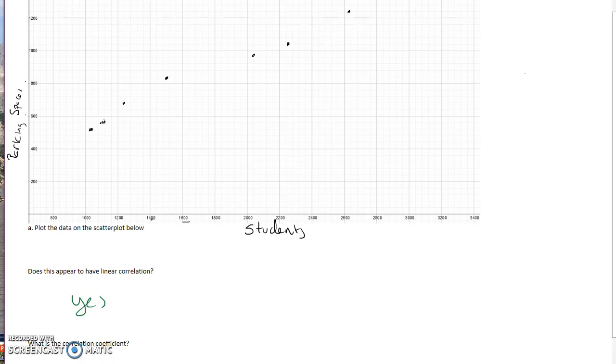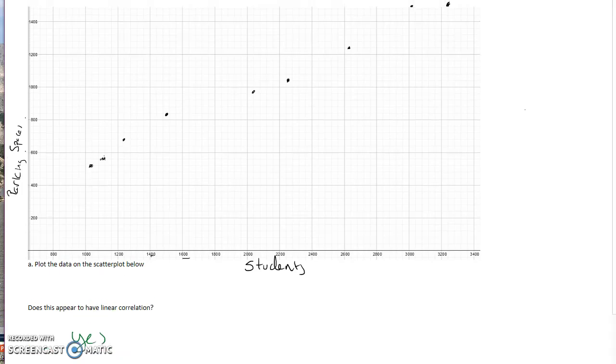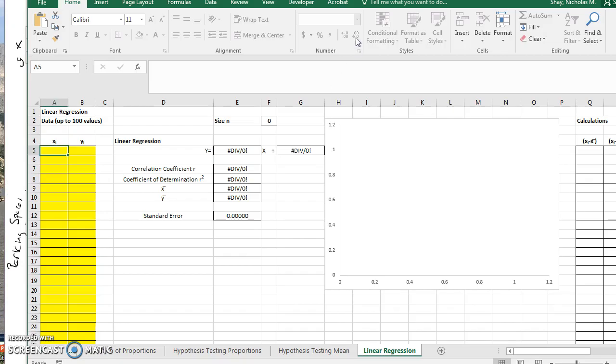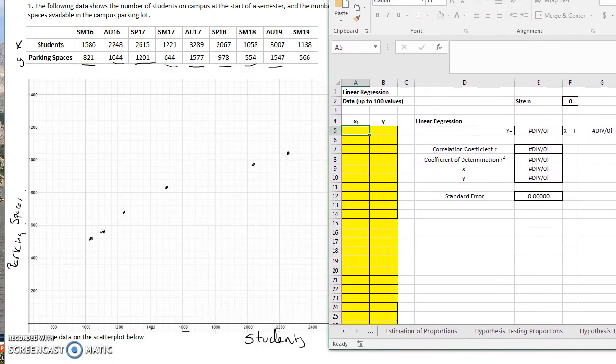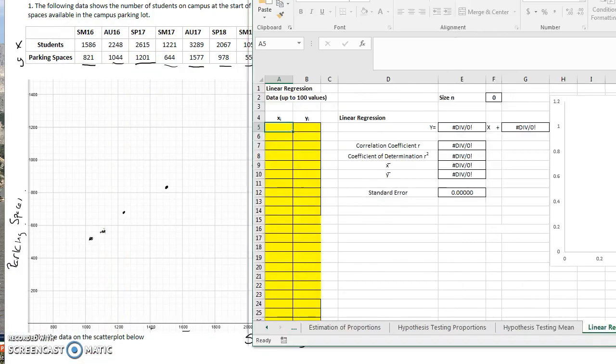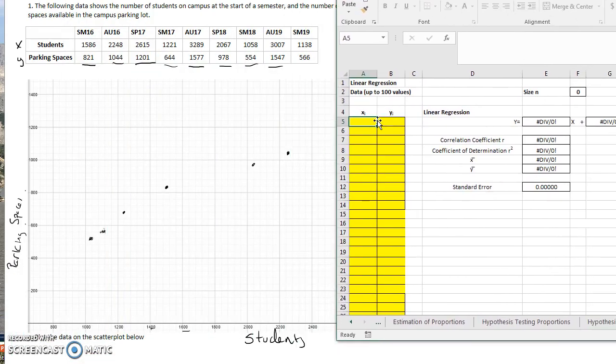And now the next problem says, what is the linear correlation coefficient? What that means is I'm going to go to my table and we are going to actually go to Excel and enter this bivariate data into the linear regression tab. You can see we have a row for our X values, those are the top values, and we have our Y values. So it's going to be 1586, 821. I'm going to go ahead and hit pause. Why don't you guys put this in as well?